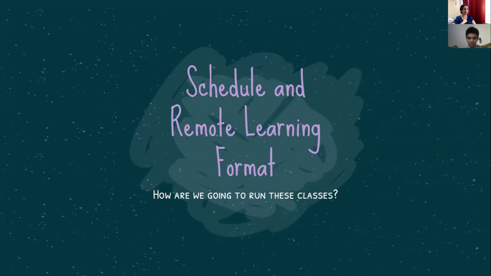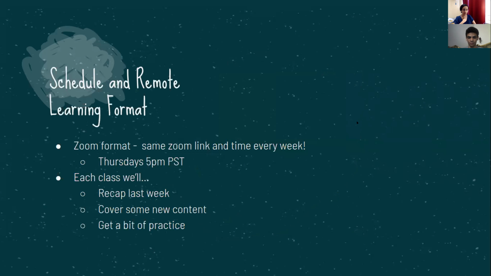Okay, so we're going to quickly run down how these classes are going to work before we get to the actual content. So we're just going to stick to the Zoom format. It will be the same Zoom link every single week, Thursdays at 5 p.m. PST. So you're already in the right place. In every class, we're going to plan on recapping a bit of the content that we covered last week so that everyone gets warmed up and caught up. Cover some new content, and we have a whole syllabus laid out. And then we'll all have a bit of practice at the end so that we can make sure we understand what we're covering that day.